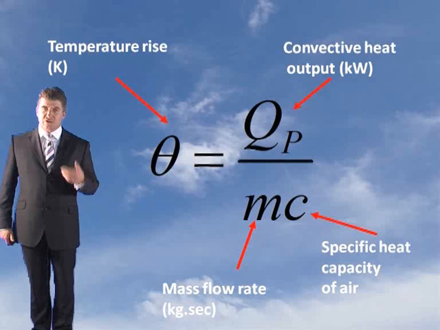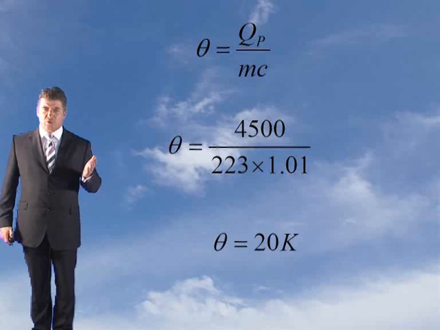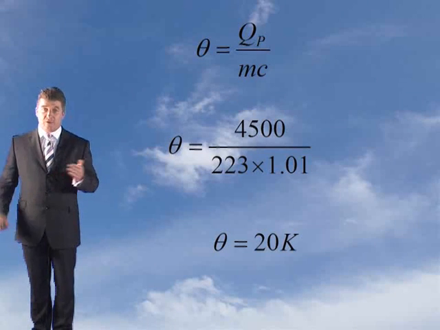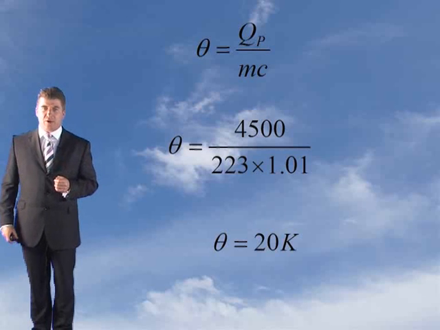Now if you'd put those known variables in the formula, as you can see here, you'd have got a theta value of 20 degrees Kelvin. That's a 20 degree increase. Now that is just sufficient to maintain buoyancy of the smoke for both natural and mechanical. So you're on the borderline, but it's just enough to maintain that buoyancy.